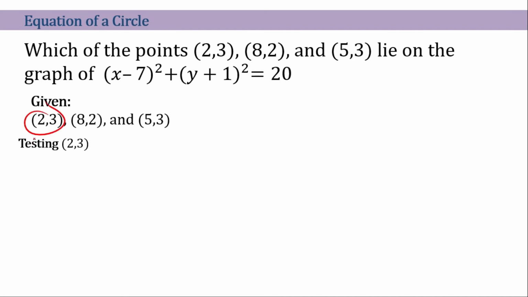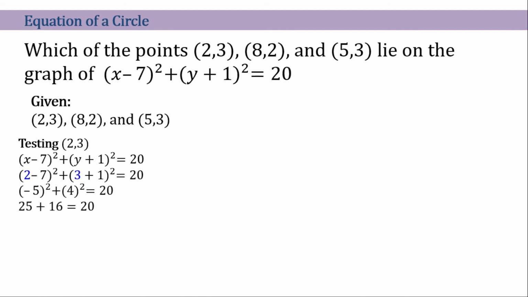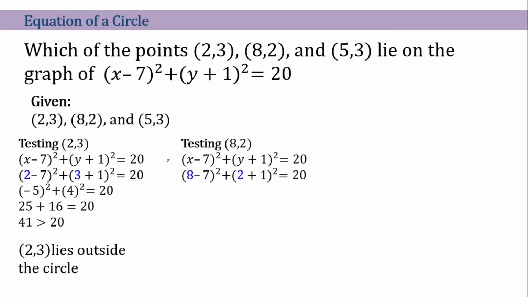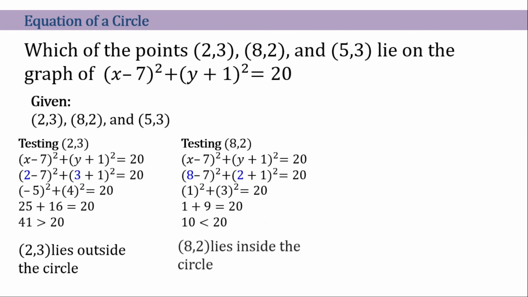So if we substitute 2, 3 for x and y, okay, simplify it, that would give us greater than 20. So it's greater than the radius. Therefore, this point is outside the circle. Let's test 8, 2. If we substitute that there, 8 minus 7, that is 1. 2 plus 1 is 3. 1 squared is 1. 3 squared is 9. That is 10. 10 is less than 20. Therefore, this point lies inside the circle.